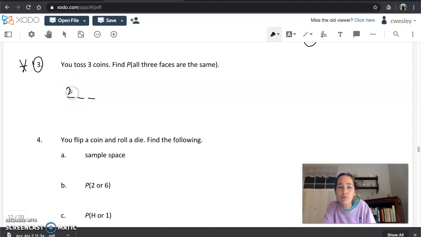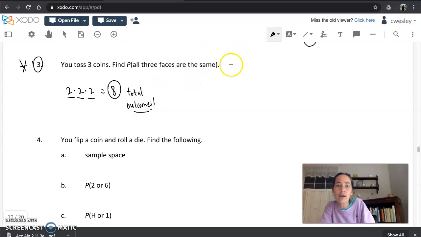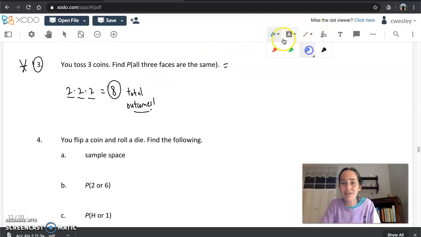So 2 outcomes for the first coin, heads or tails, times 2 outcomes for the second coin, heads or tails, times 2 outcomes for the third coin, heads or tails. There are 2 to the third, or 8 total outcomes. That'll be good for your denominator of this experiment. Now we've got to talk about what cases we care about. Probability that all 3 faces are the same. How many cases is that?